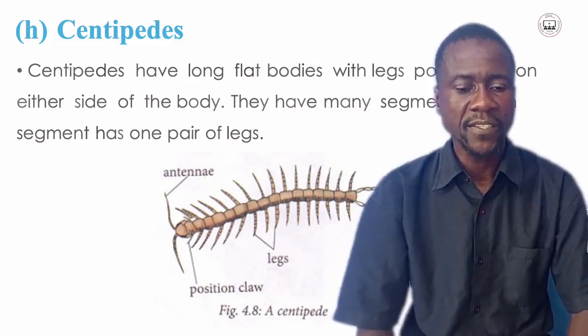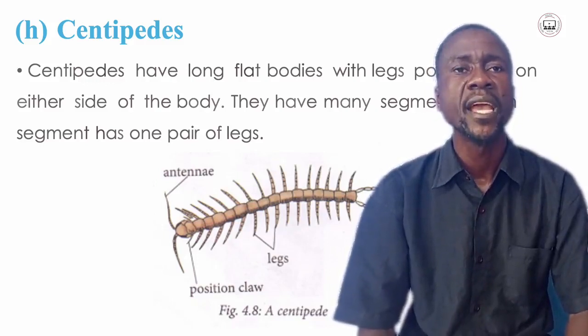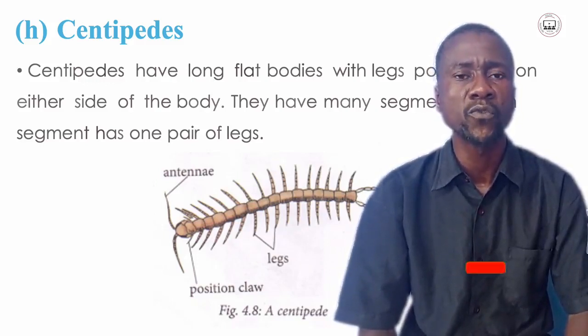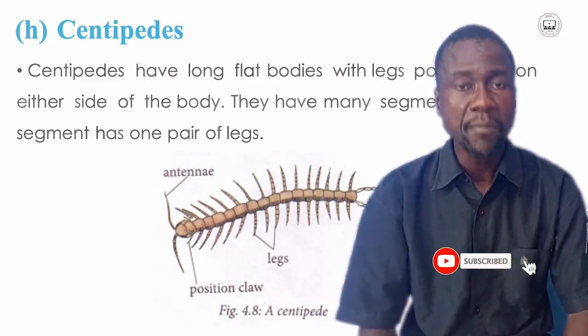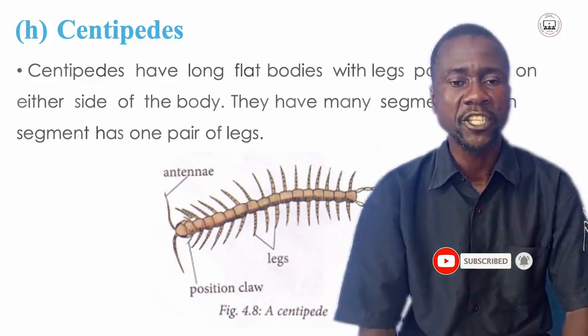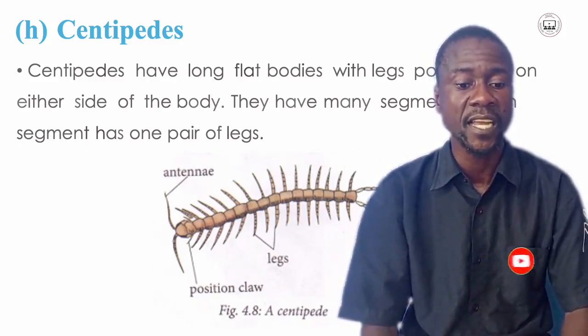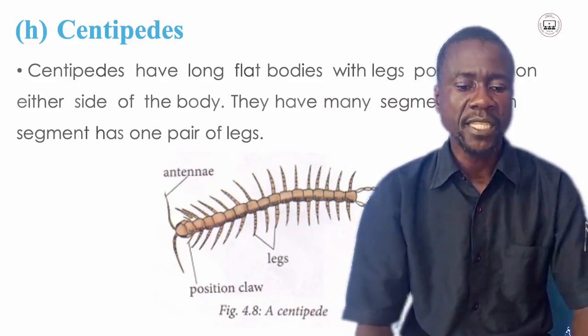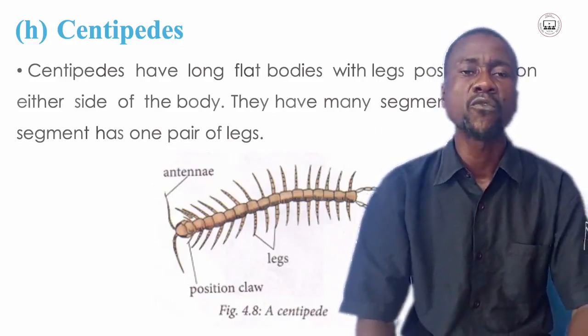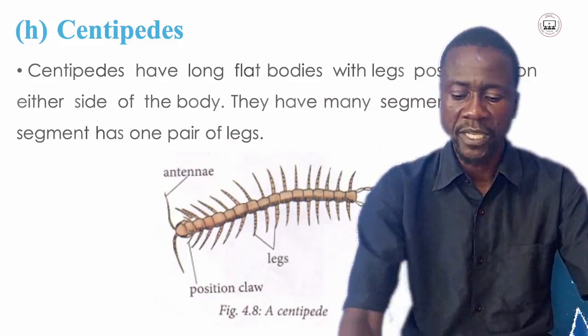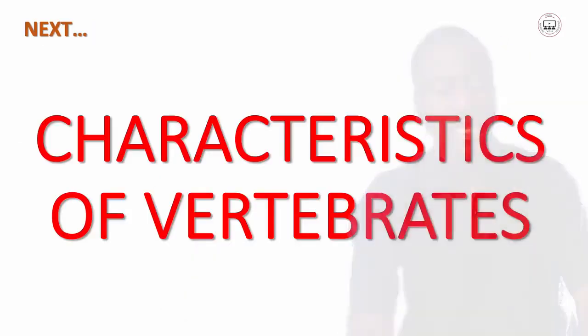Like what I already said earlier, there are so many examples or groups of invertebrates. Some of them we will not manage to feature, their characteristics and their names. So for now, this has been the characteristics of invertebrates. And the other time we meet, we shall look at the characteristics of vertebrate animals.